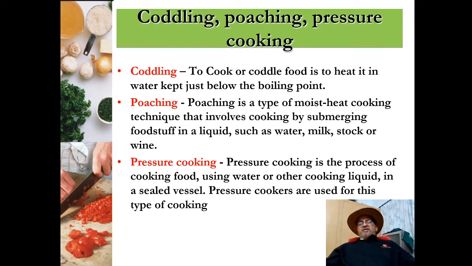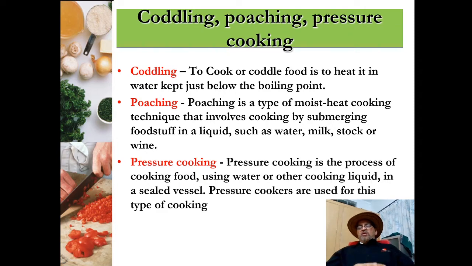Then there are other methods of moist cooking. Coddling. Coddling is to heat in water just below the boiling point. So coddling is something like when we heat food in a bain-marie, or perhaps we just dip food in hot water so that it remains hot. Poaching I've already explained to you, and pressure cooking is cooking in the pressure cooker.